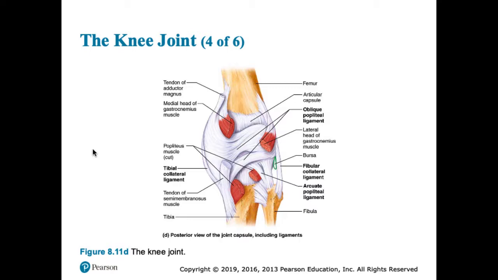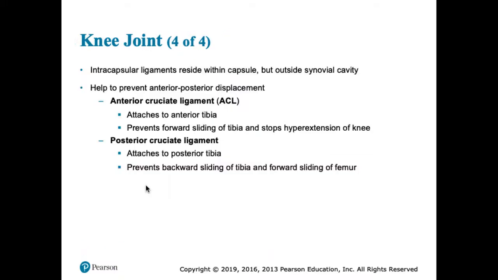And so here's that posterior view of the joint capsule showing you each of these ligaments. Here's that tendon of that muscle, basically. Here you see the popliteus muscle that's been cut to show the inside of all of these ligaments that you see here. So make sure that you understand and look for each of these ligaments there.